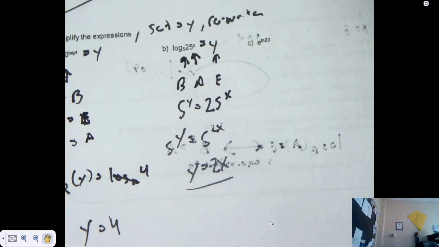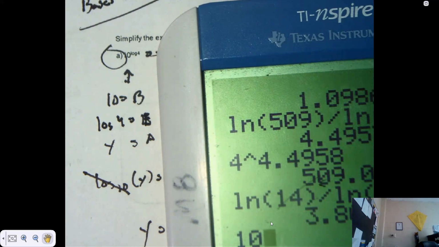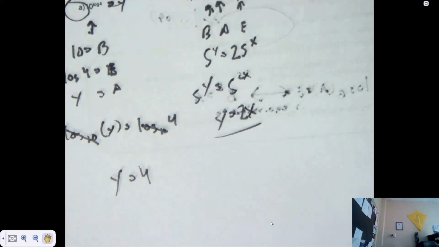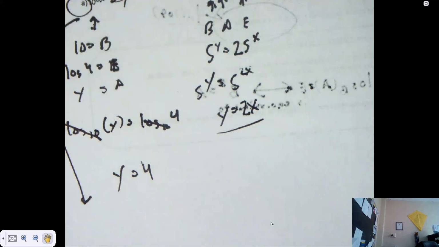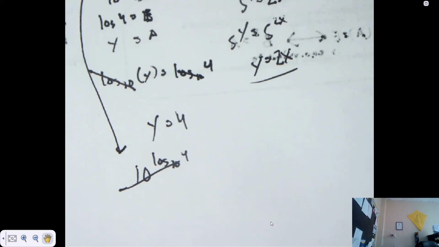That one kind of stinks that you don't have a number. You know, example A, I could have checked in a calculator. I could have typed 10 to the log 4, and it would have told me 4. There's actually a theorem in most math books about this. What happens is you've got 10 to the log base 10 of 4. They cancel each other out and you're left with 4. That's what's happening on that one. And I'm going to skip C.